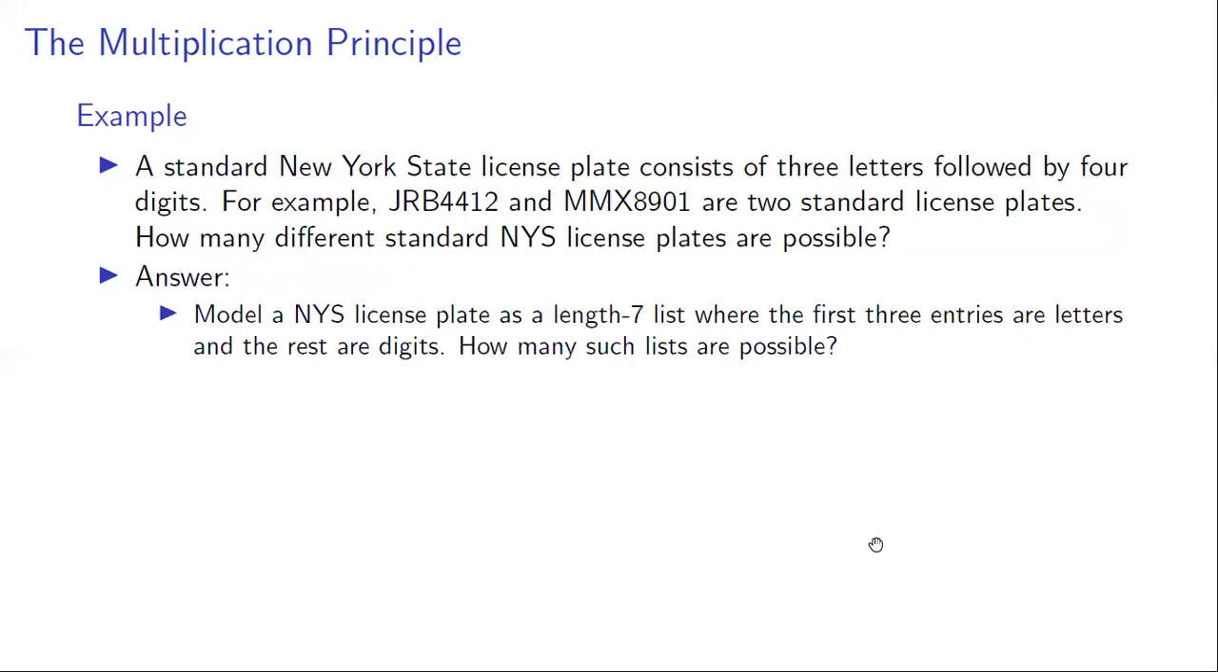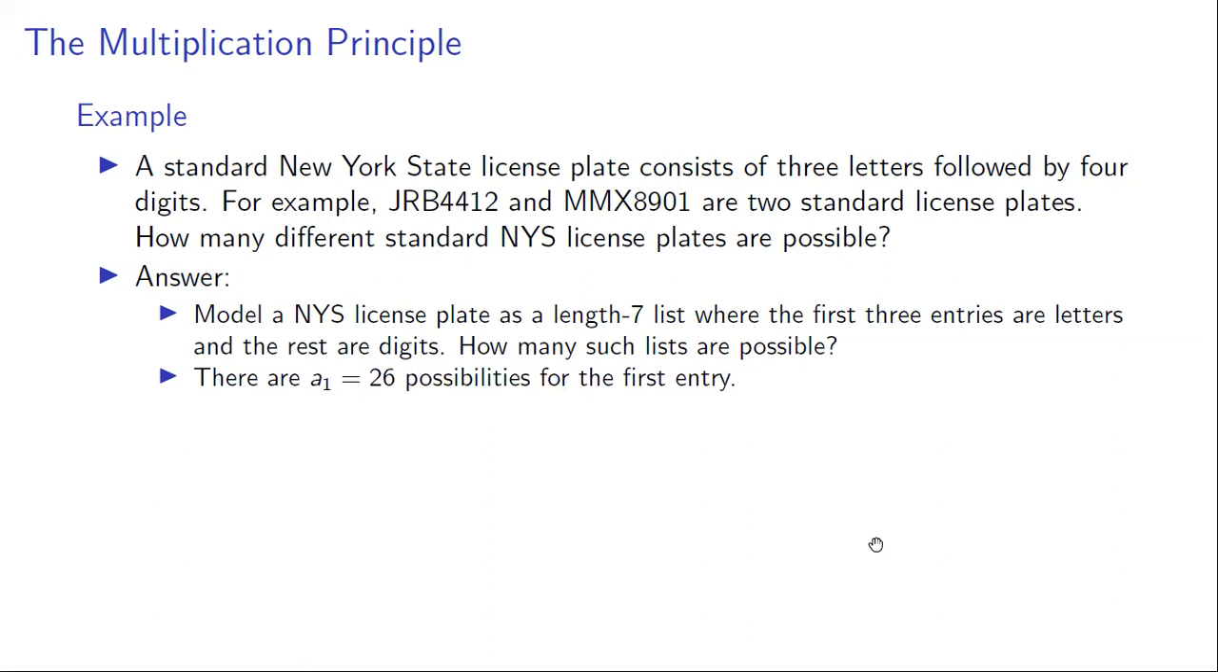So here's how to approach this. We can model a New York State license plate as a length 7 list, right? A list of length 7, where the first 3 entries are letters and the last 4 entries are digits. So now we can ask, how many such lists are possible? Like how many such lists can we make?